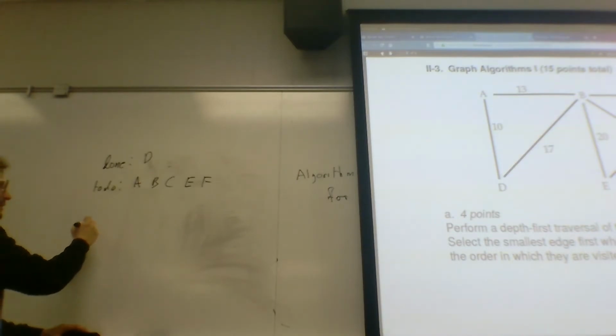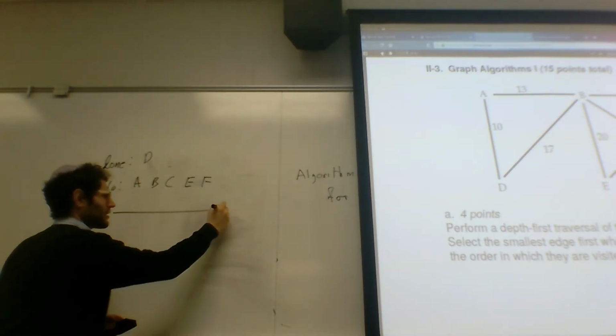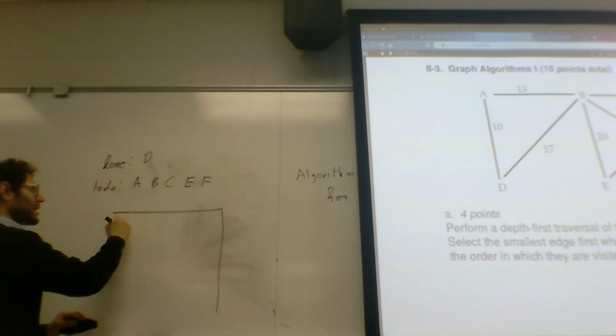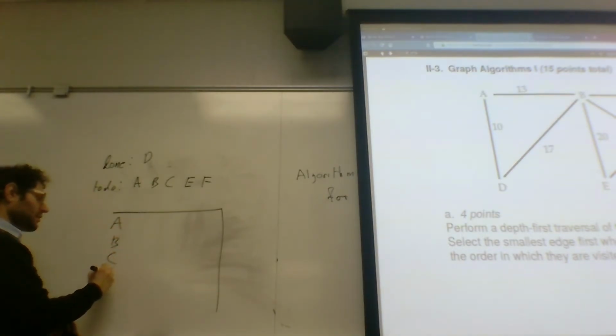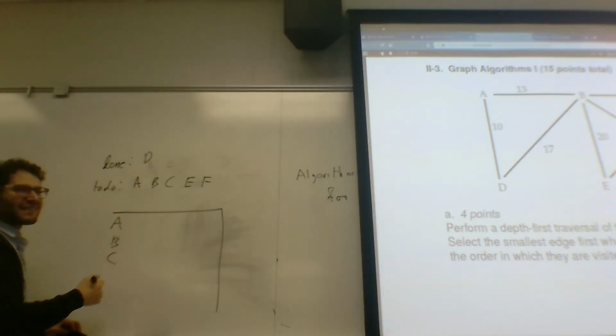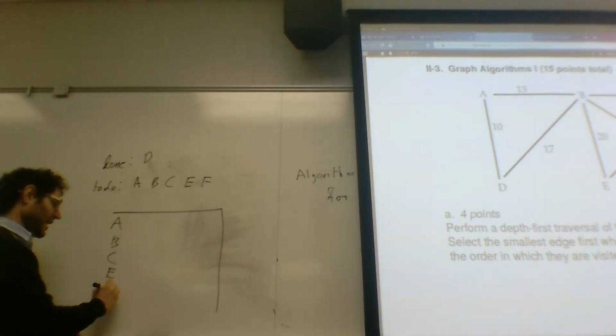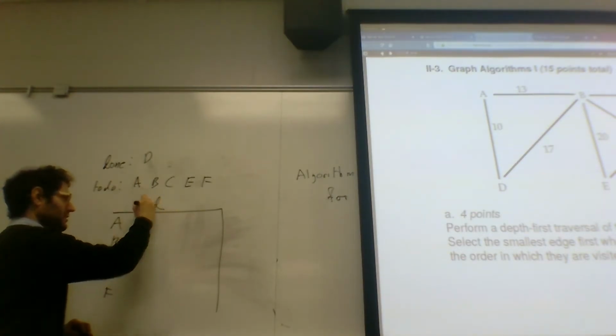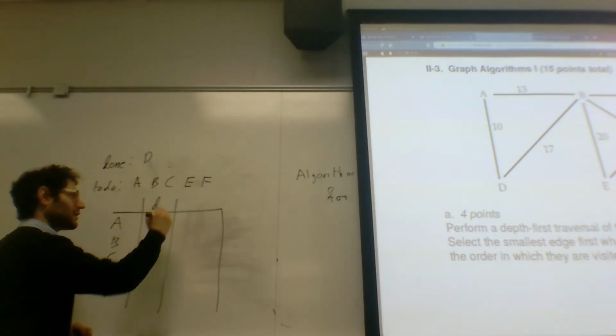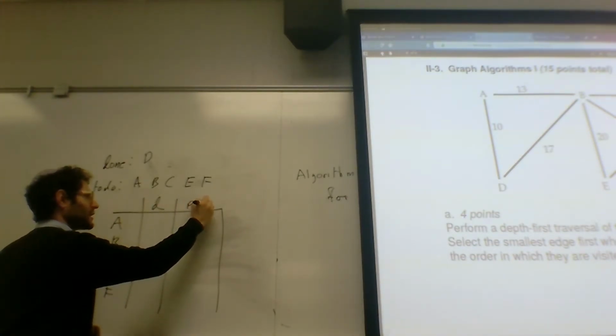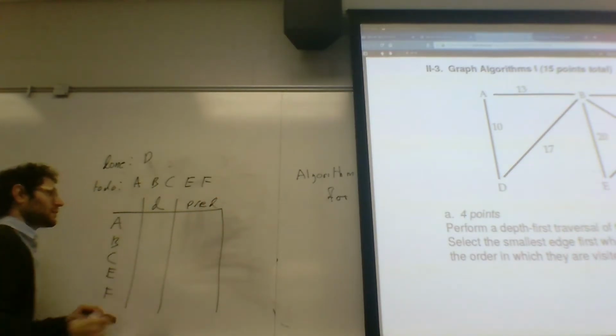Okay, and then it's easiest to create a table, right? A, B, C. We don't really have to list D because again, it doesn't really give us any useful information. E and F. D for distance over here, and then the predecessor, right? Okay.